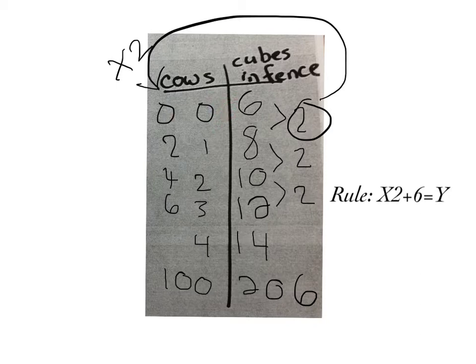Notice how every single time we have to add numbers. We have to get from 0 to 6, from 2 to 8, from 4 to 10, from 6 to 12, from 8 to 14, 100 to 200, and 200 to 206. So each time we need to add 6. So the rule would be x times 2, since this is the x and this is the y. So x times 2 plus 6 equals y.